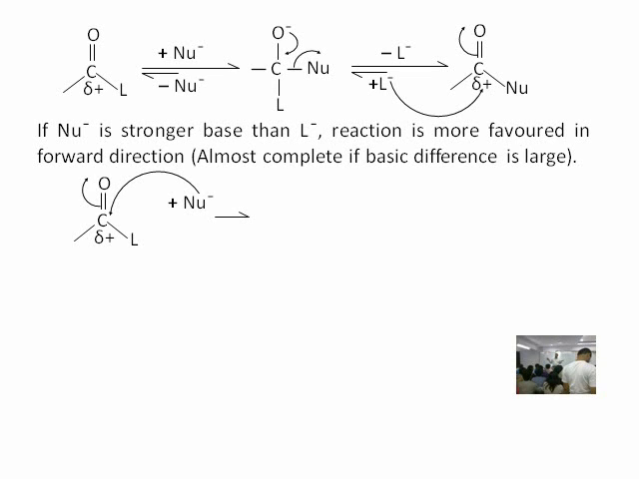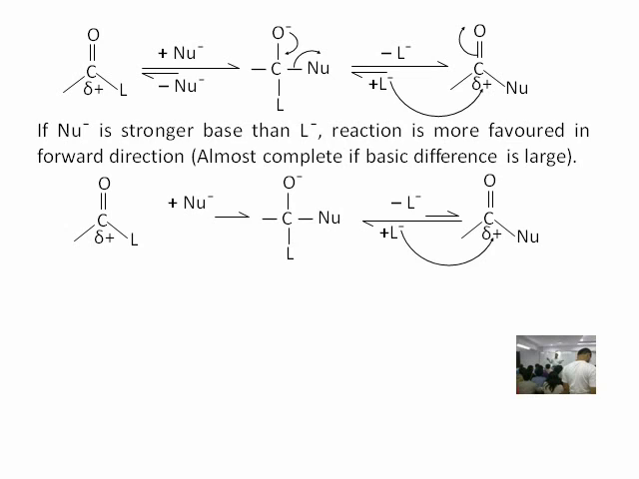Now see another possibility. Nu minus reacts with C double bond O, the pi bond is broken, and an intermediate is formed. O minus forms the pi bond, and L minus is removed. After removal of L minus, we get this product. Now there is also a delta positive charge. L minus can react back, the pi bond will be broken, and an intermediate will be formed where O minus can again form the pi bond, and Nu minus can be removed, giving back the original reactant.